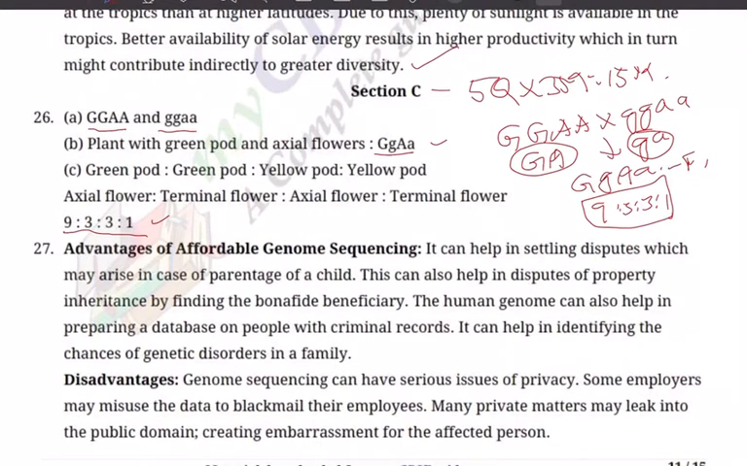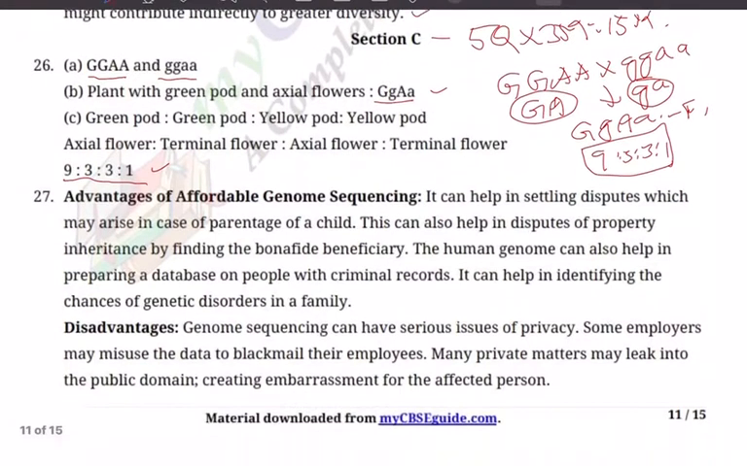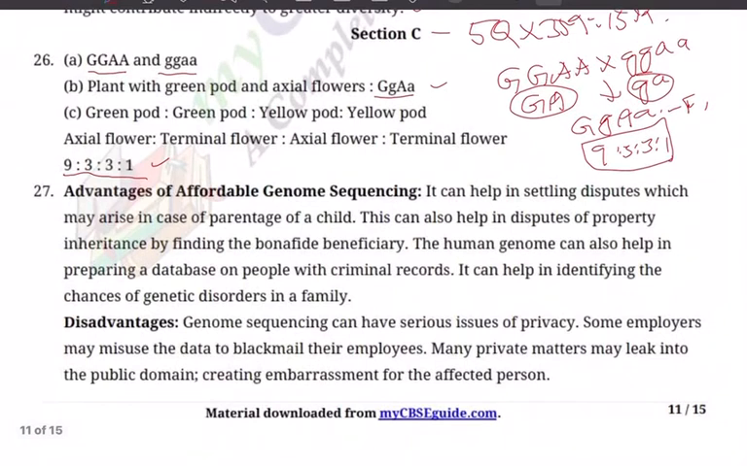Question number 27. Now the sequencing of total genomes is getting less expensive day by day. Soon it may be affordable for a common man to get his genome sequenced. What could be the advantage and disadvantage of this development?